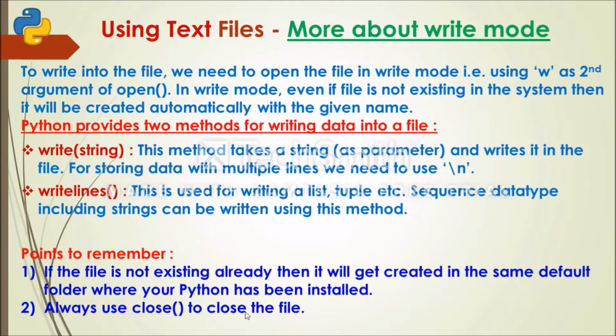Now the write string method takes a string as an argument and writes it in the file. For storing data with multiple lines we need to use \n. This we know, it's the end of line character for our files. Now writelines is used for writing a list, tuple, etc., or sequence data type basically. It includes strings also, so it's not that only the write method can be used for strings, even writelines can be used for strings. Okay, now again the point you should remember is, if the file does not exist already, it will get created in the same default folder where your Python has been installed. Also you always have to use the close method and close the file, just like in read.